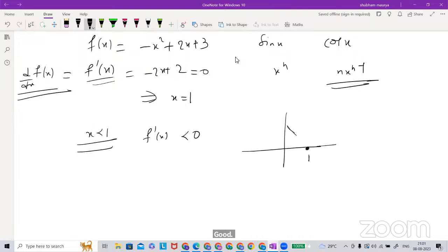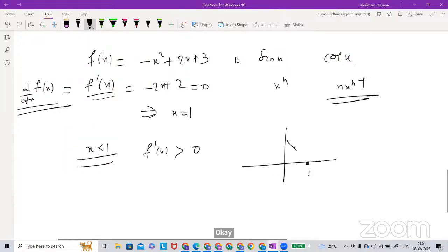If x is less than 1, how can f dash of x be less than 0? For example, if x is equal to -2 and I substitute that in f dash of x, then it will be 4 plus 2, which is 6. So it is going to be greater than 0.